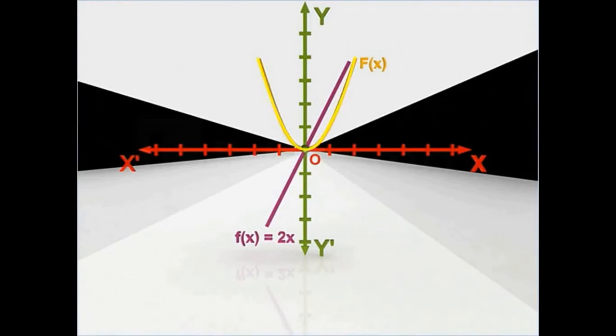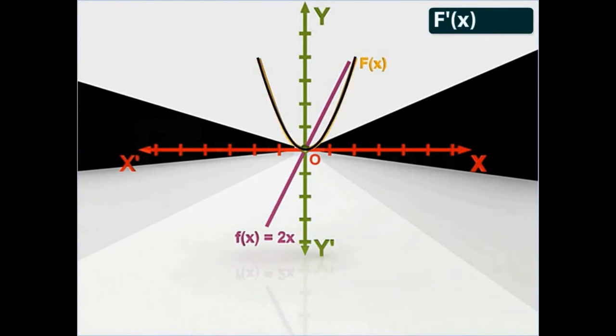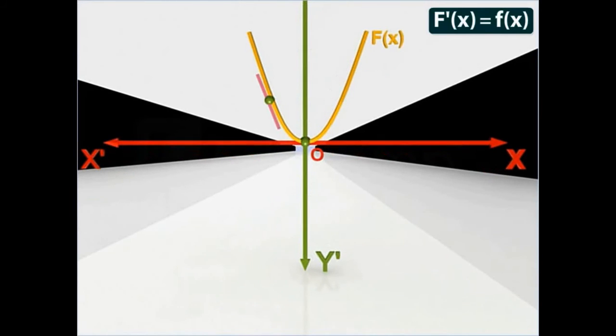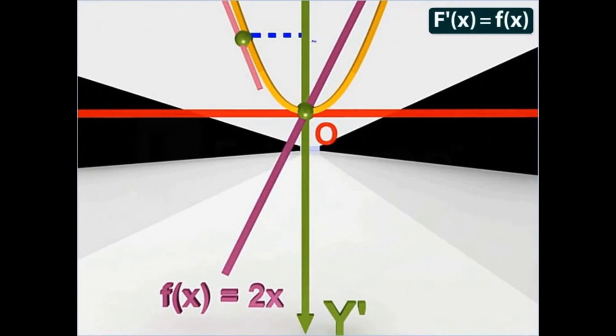Suppose capital F of x is an antiderivative of function f of x. Then for each x, the derivative of capital F of x is equal to f of x. The value F dash of x is the gradient of the tangent to the graph of capital F of x at point x, F of x.